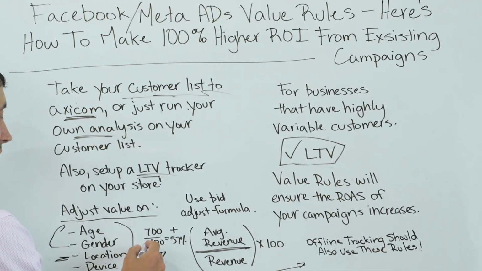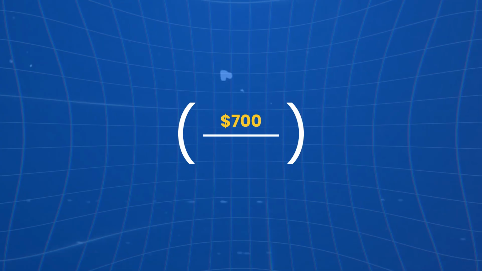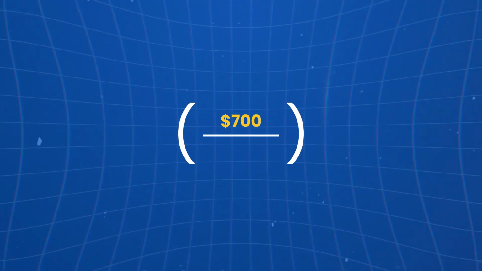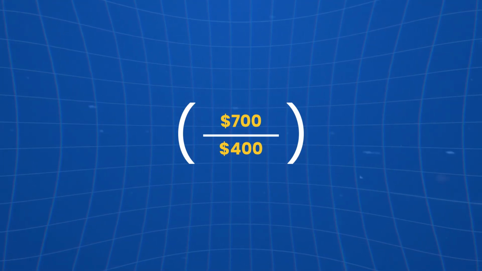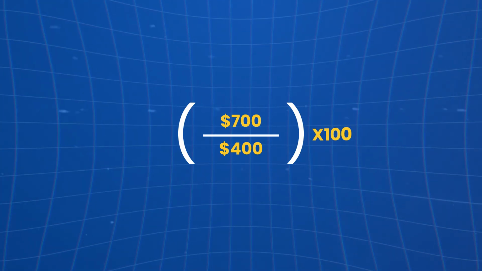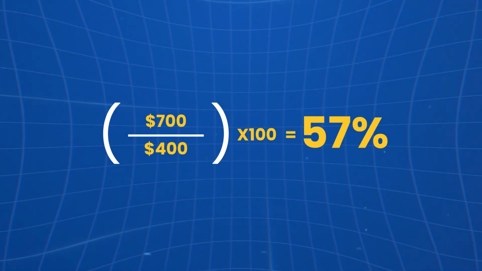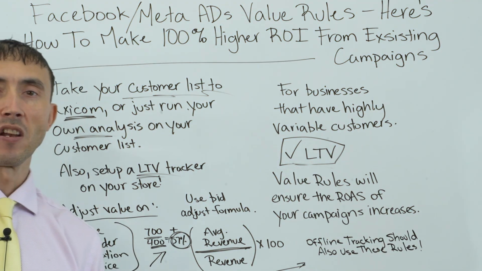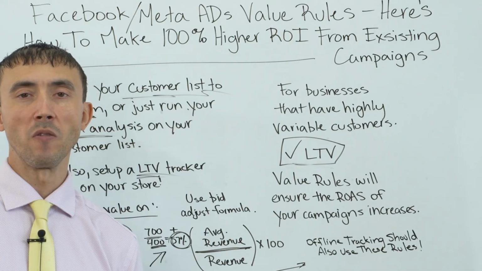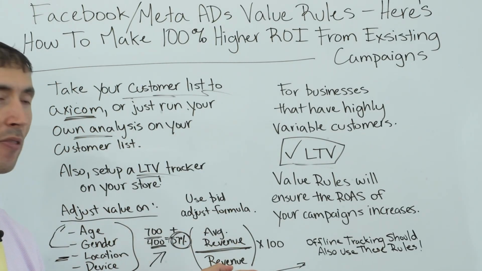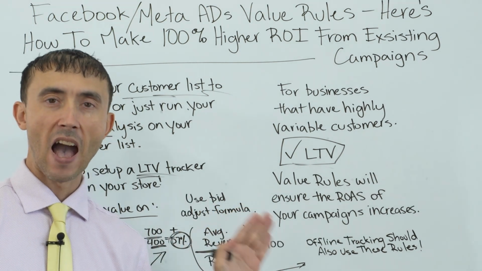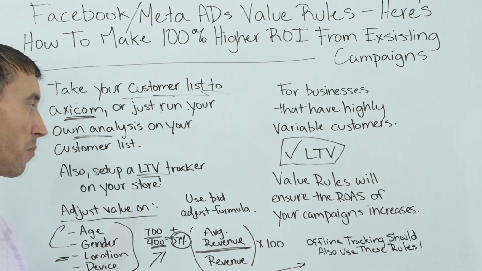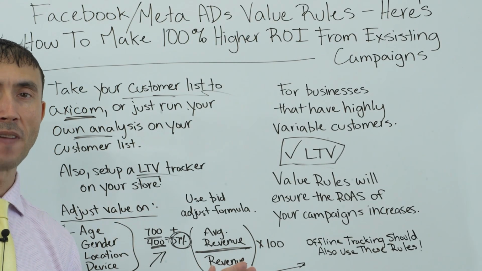So for example, if female 18 to 24 had produced a $700 average lifetime value of a customer, versus your overall between all ages and genders of an average of $400 lifetime value, then you would divide the 700 by 400 times 100, and you would get 175%. They call it value adjustment, I call it bid adjustment, because it's a 57% adjustment on the female 18 to 24, moving on. That's how the formula and the math works here. So it's actually really straightforward. Once you can get the lifetime value data out of your customer relationship management system, it's really easy to find out what your value adjustment should be.